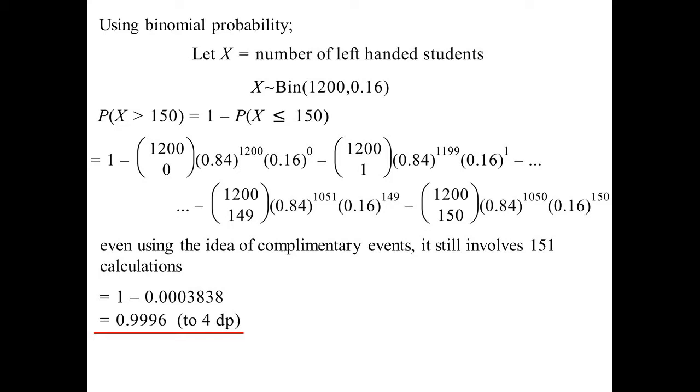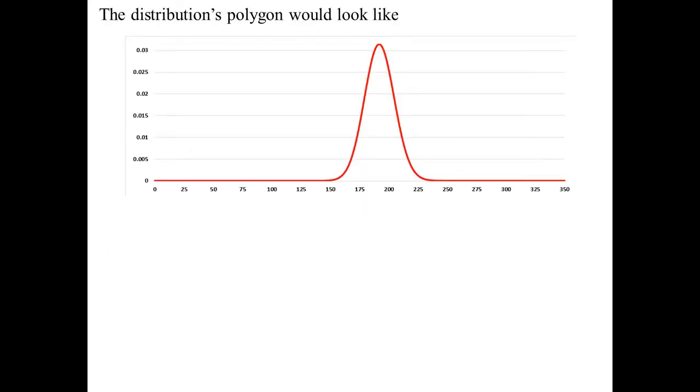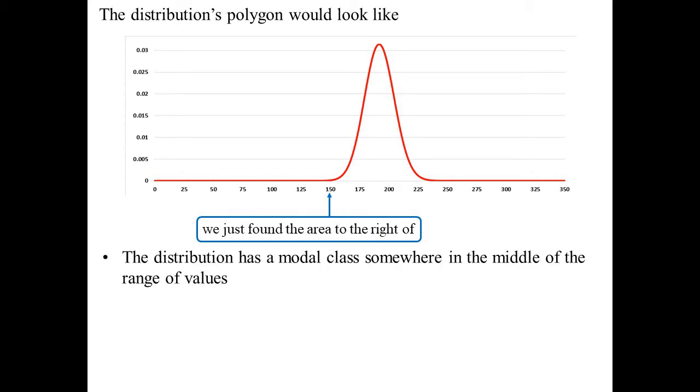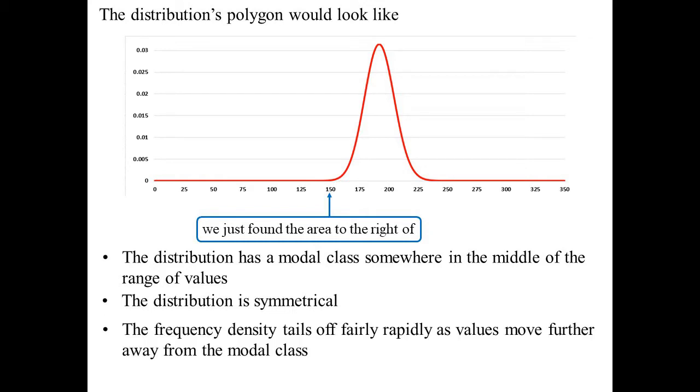If I was to draw up the polygon of those results, we'd end up with something like this. And what we just found was the area to the right of 150, so all the values greater than 150. Something interesting about this graph, it has a mode somewhere in the middle of the range of values. It is symmetrical when we look at it. And the frequency density tails off pretty rapidly as we move away from the modal class. Well, they were all the features of a normal distribution that we saw before. And so this is why we can approximate the binomial distribution with a normal distribution. It satisfies our requirements for a normal distribution.